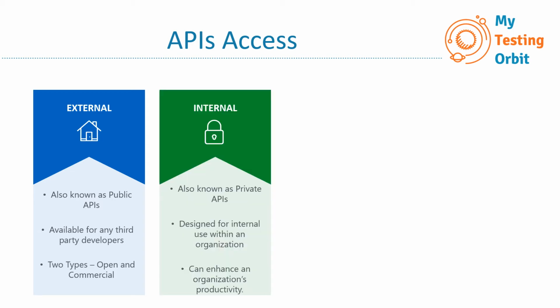The next one is internal, which is also known as private APIs. These are designed for internal use within an organization, and these can enhance an organization's productivity. So internal APIs, we can assume like a database of internal assets which can be used by other projects and can reduce the development time and resources, and it can also enhance productivity and efficiency.